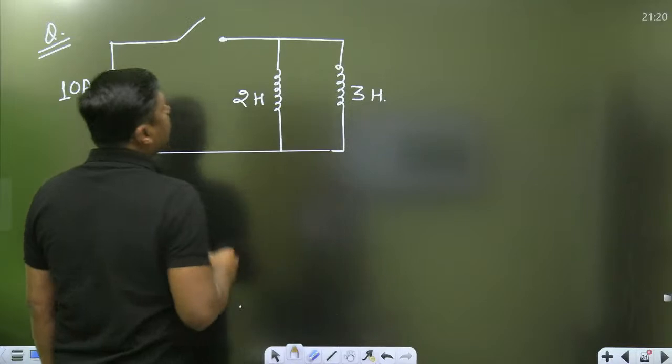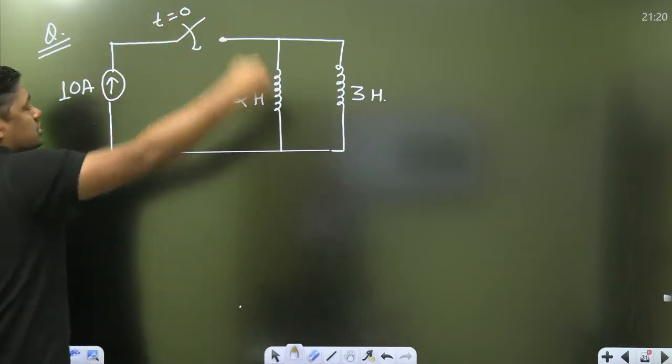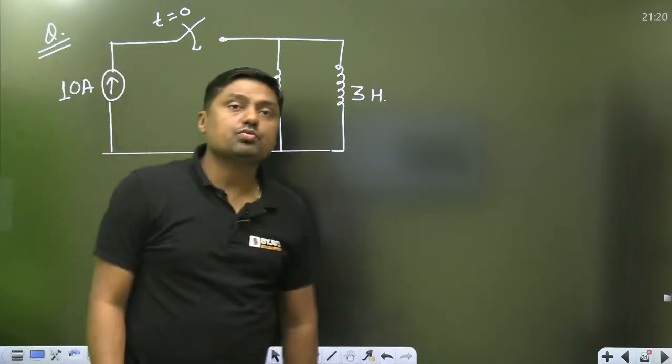Very simple question. 3 Henry, exactly at t equal to 0 the switch is closed. Exactly at t equal to 0 the switch is closed.